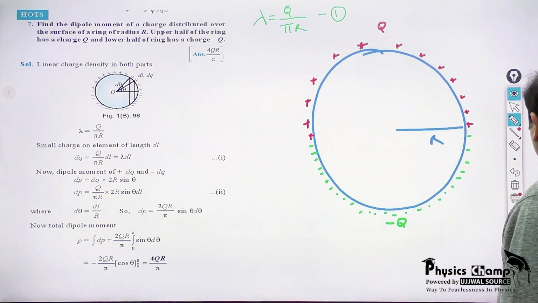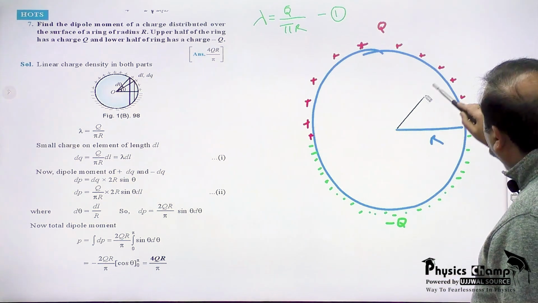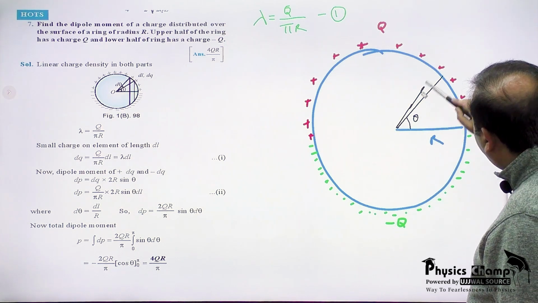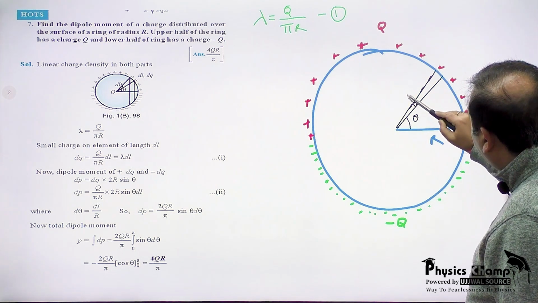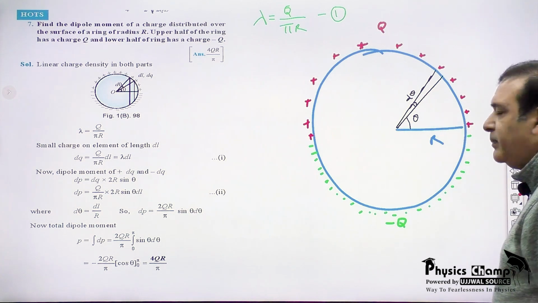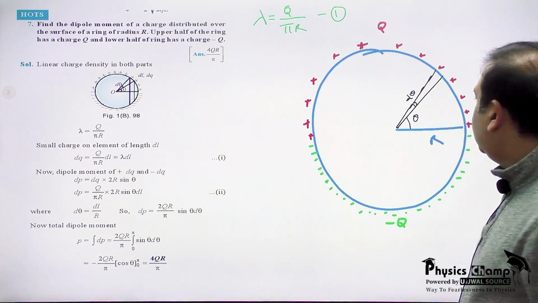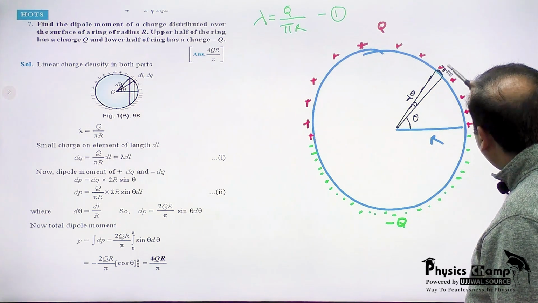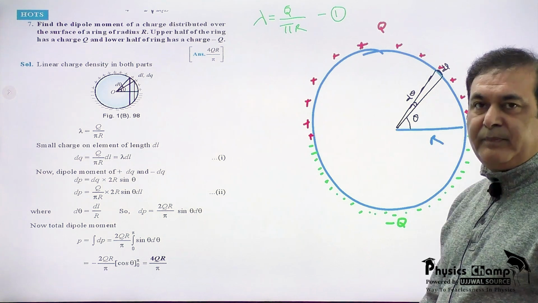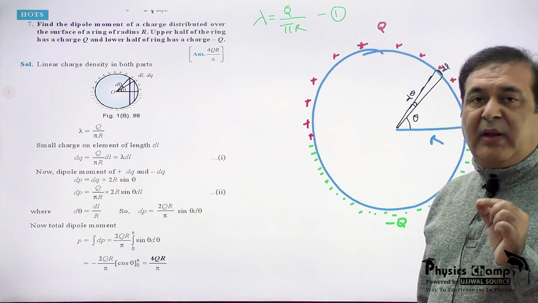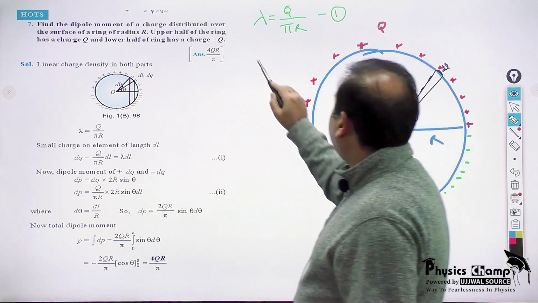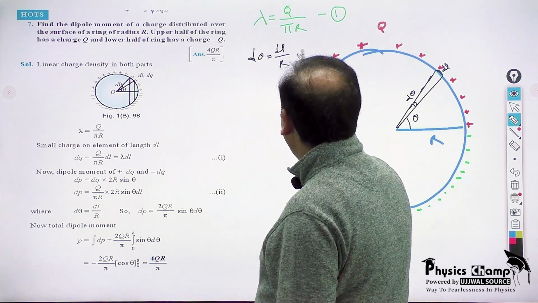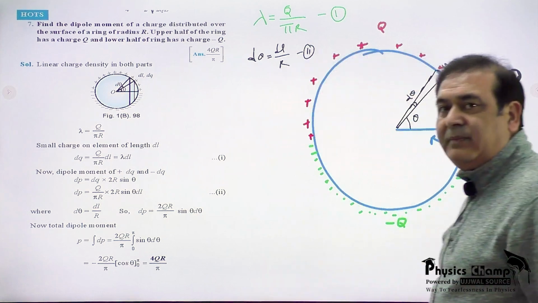Now let's take, at an angle theta, let us take a very small portion of angle d theta. Maybe the length which it carries here is dl. So can we relate between d theta and dl? We can say d theta is equal to dl by r. Theta is equal to arc by radius.